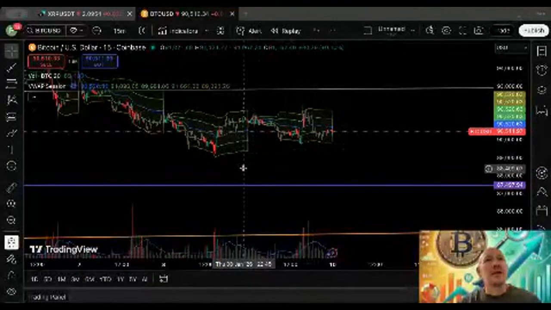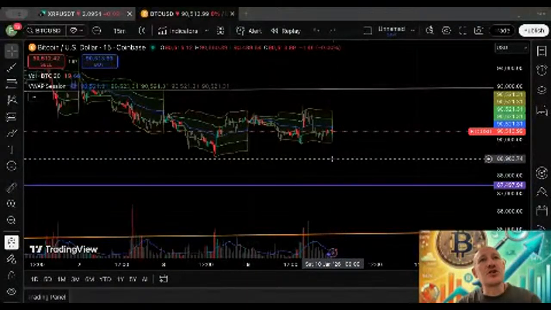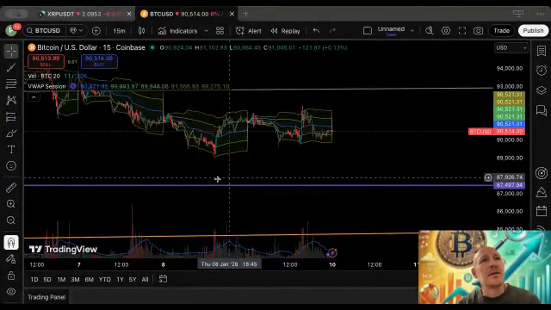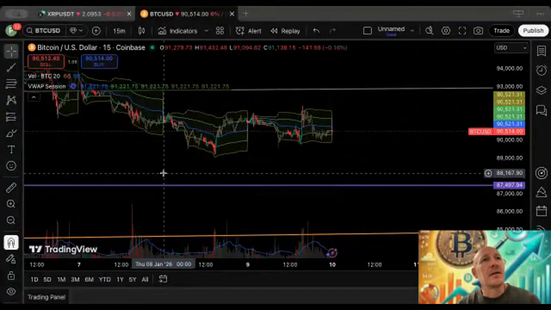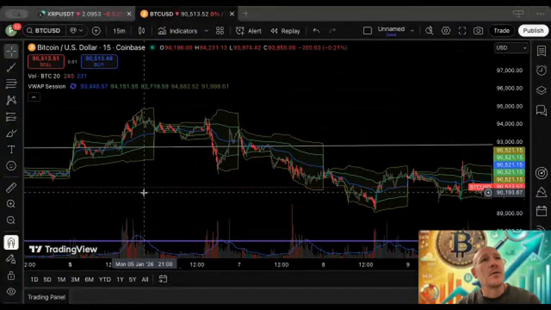Okay. See this straight line? I've been waiting for this to happen live. See this straight wall right here? See it right here? Right here, right here.